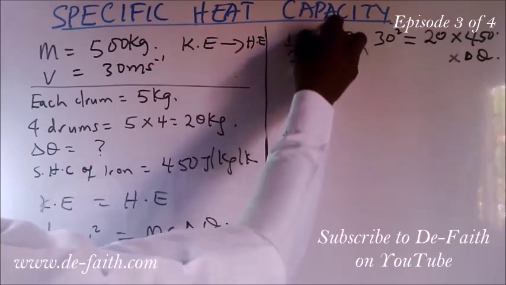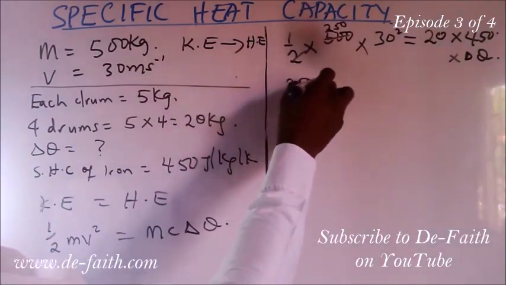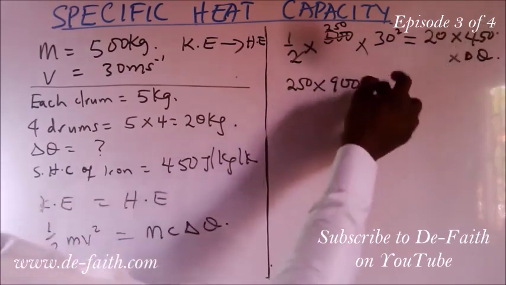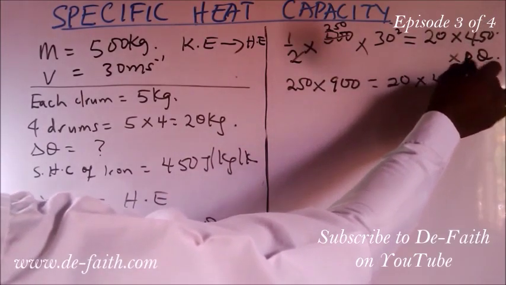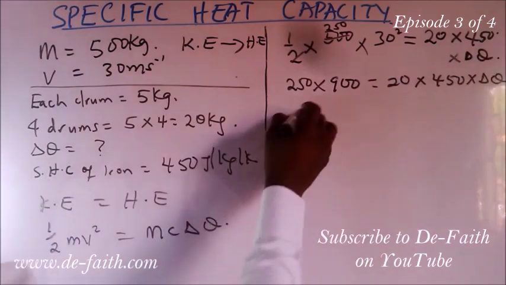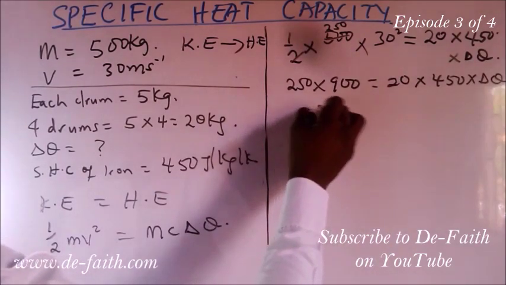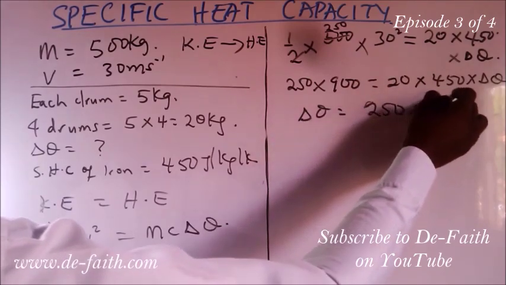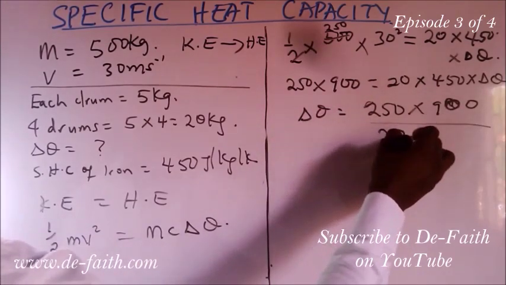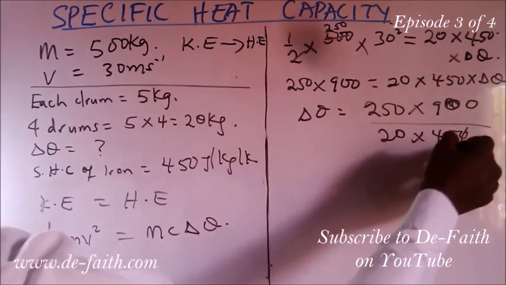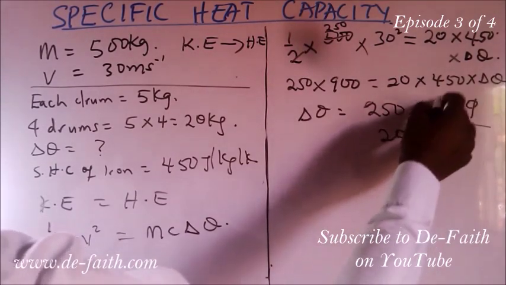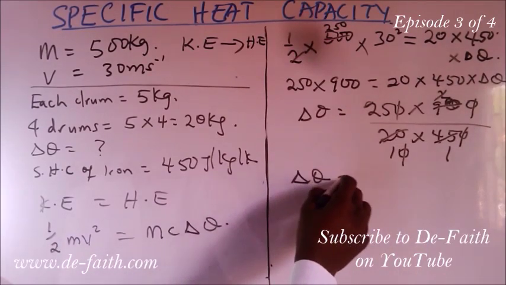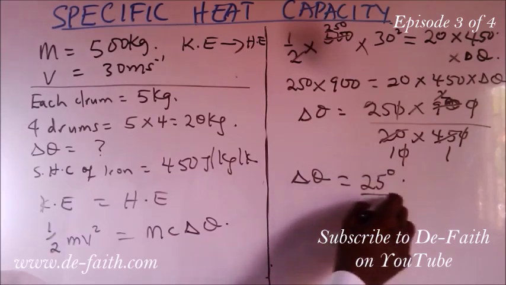Alright, so we have 250 here. 250 multiplied by 30 squared, that gives us 900, equal to 20 times 450 times change in temperature. So we could make the change in temperature the subject of the formula. We have 250 multiplied by 900 over 20 times 450. Here, this cancels this. 4 here, 1, 4 gives 2. 2 here, we have 10. So change in the temperature equals 25 degrees.